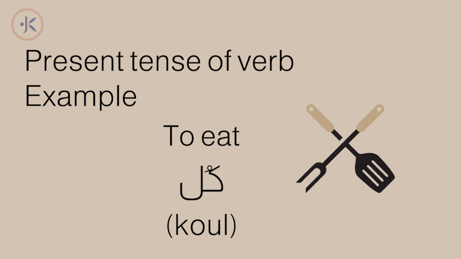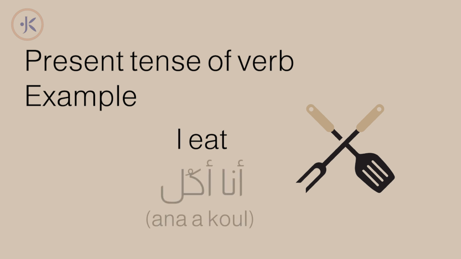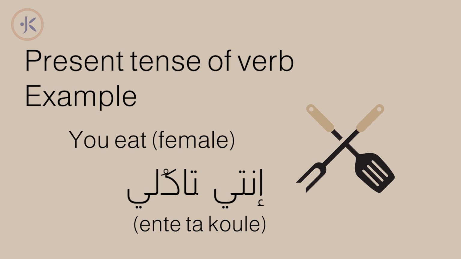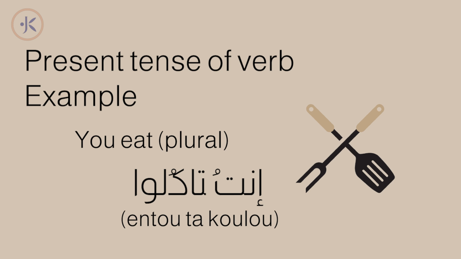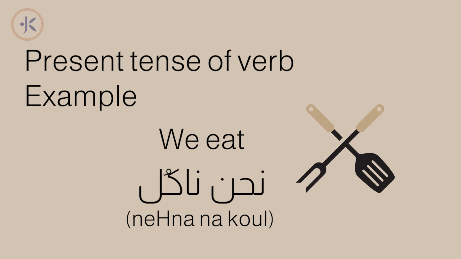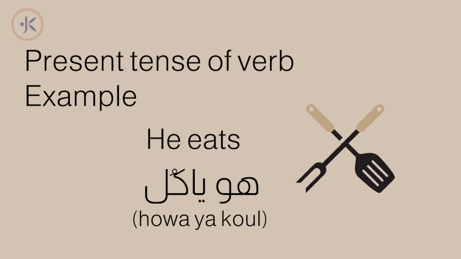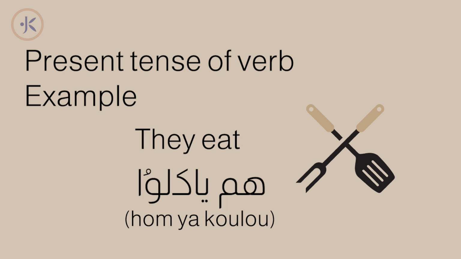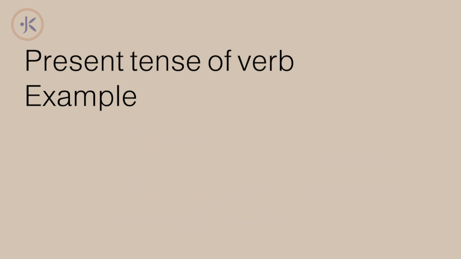So how can I conjugate I eat? أنا أكل. You eat. أنت تأكل. You eat. أنتِ تأكلي. You eat. أنتوا تأكلوا. We eat. نحن نأكل. He eats هو يأكل. She eats هي تأكل. And they eat هم يأكلوا.